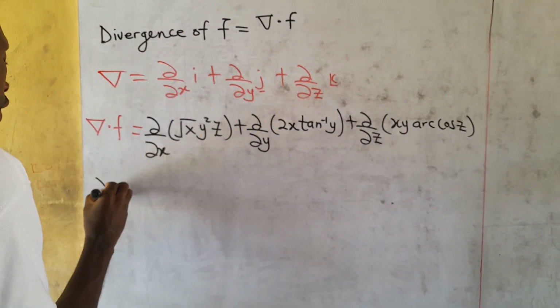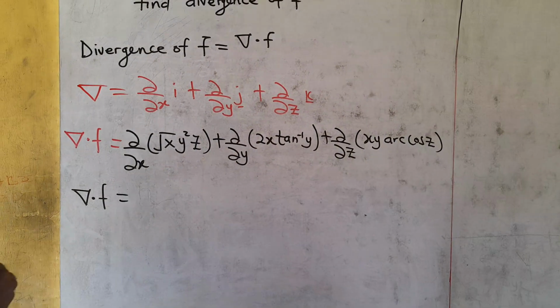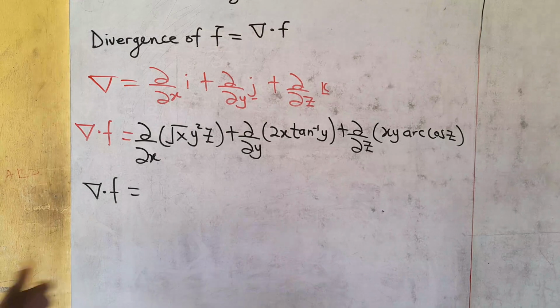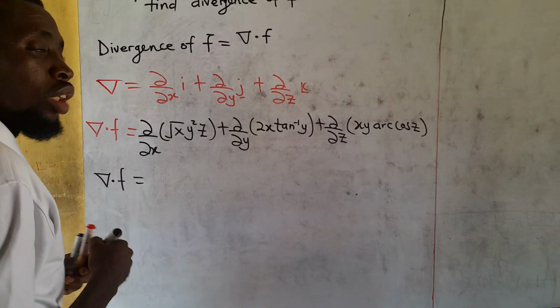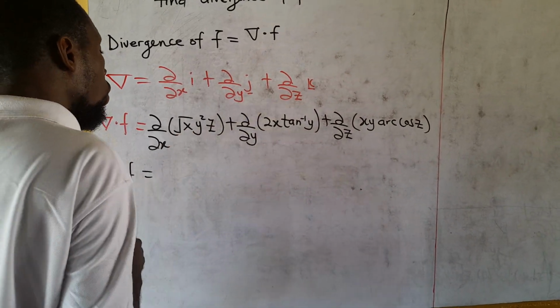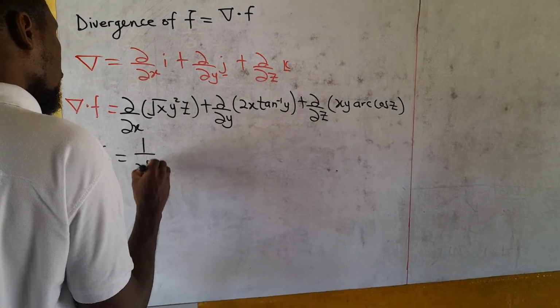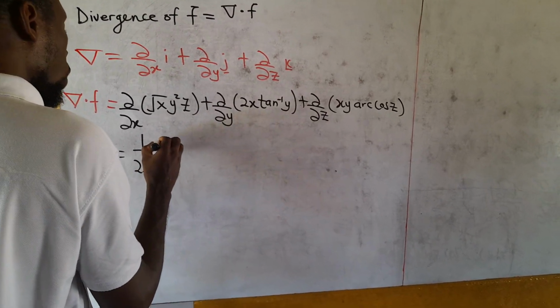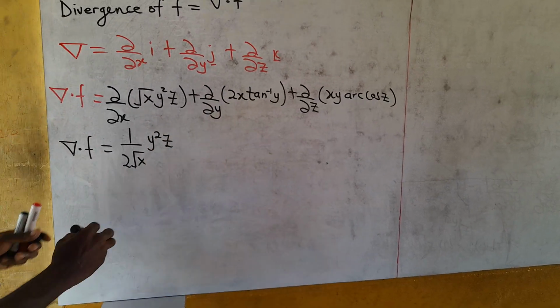So what we have, the dot product between the differential operator and f, will be equal to, now we are going to differentiate this function with respect to x. So the y and the z will be held constant. When we differentiate the square root of x, we get 1 over 2 root x. Then we repeat the other variable y squared z.